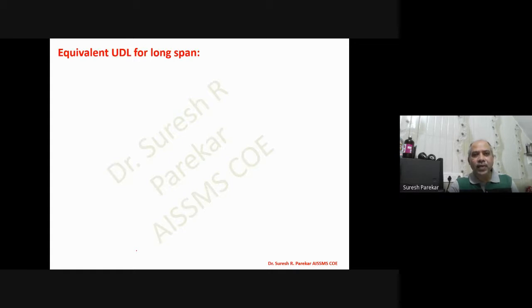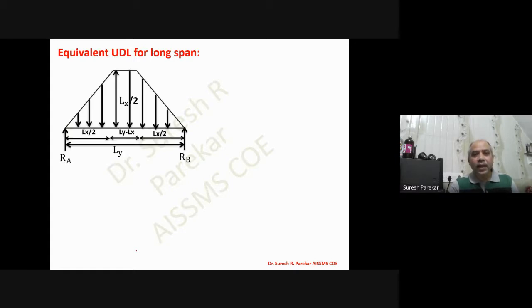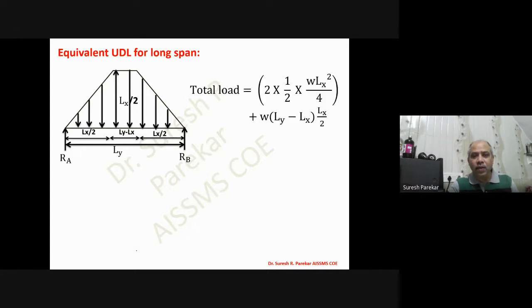Now, equivalent UDL for long span. We know that on the long span we have a trapezoidal load, and for the total load we have 2 into half. So we have two triangles, and this portion will be a rectangle. For the two triangles we get 2 into half into WLx square by 4. This we have already seen.